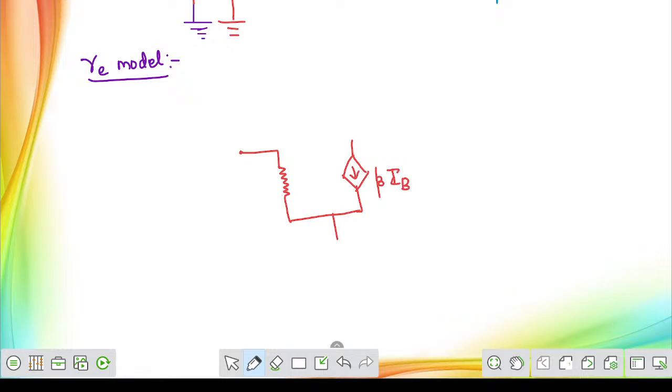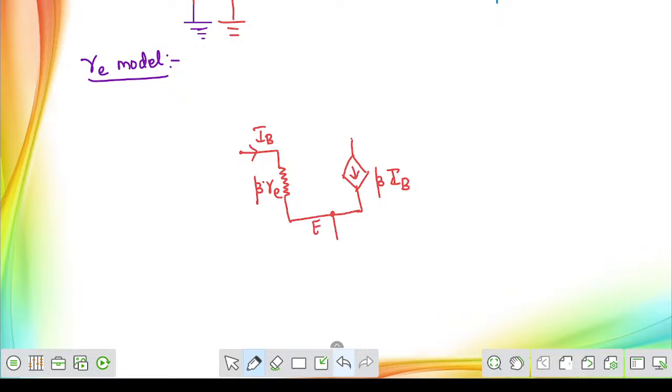And this is going to be a collector resistance. See, this current is going to be base current, and I said that is beta times of Ib in the re model, and this is going to be your emitter terminal. After doing these things, what is your next task? So this is going to be your emitter terminal.